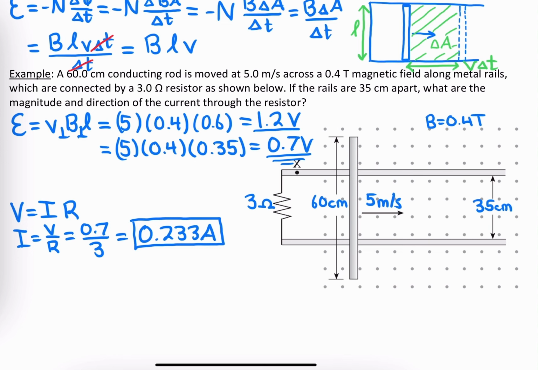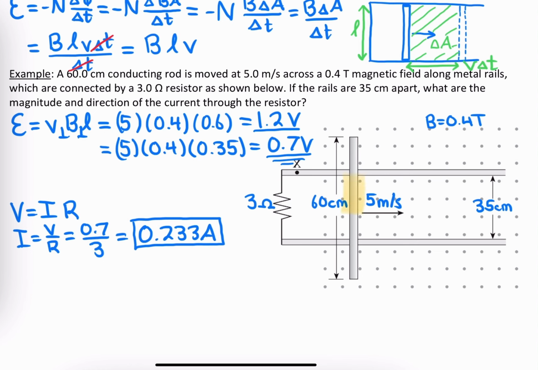Now, what about the direction that the current goes? Well, we've done a pretty good job of imagining this rod is a power supply and trying to figure out its voltage. But power supplies also have positive and negative terminals. Let's figure out which end would be the positive terminal and which end would be the negative terminal of this rod. So, the second right-hand rule.